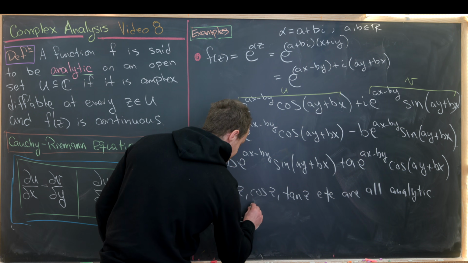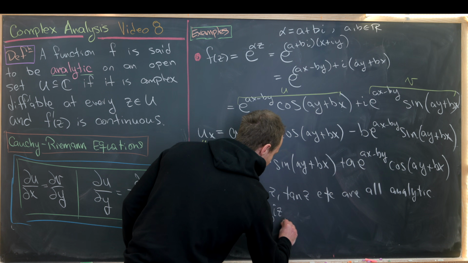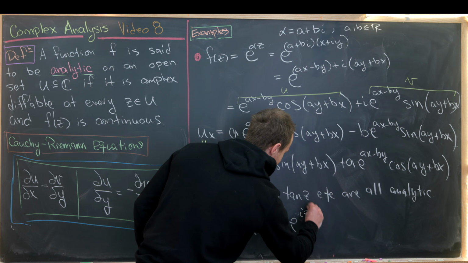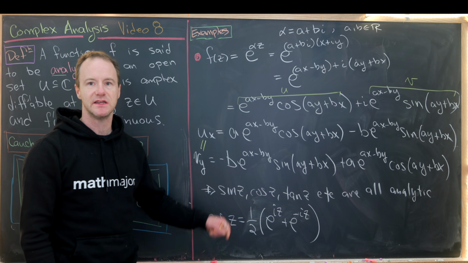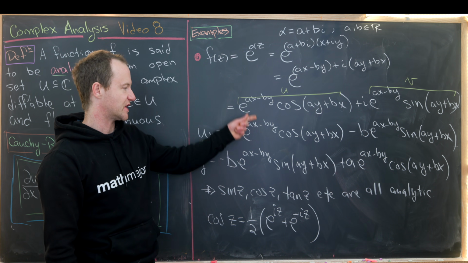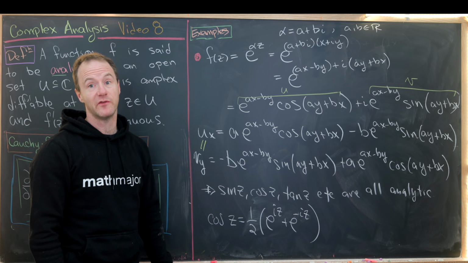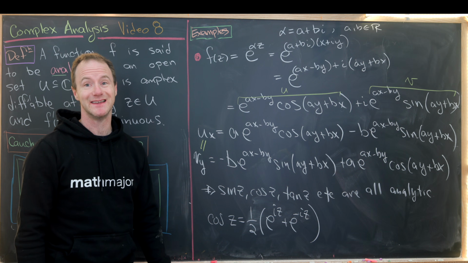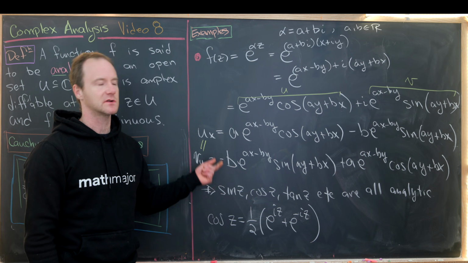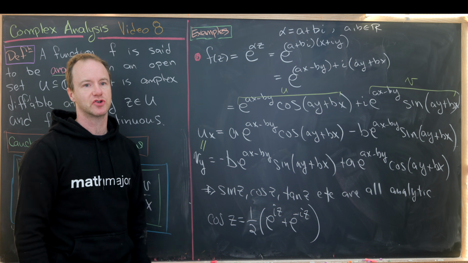For instance, cosine of z is equal to 1/2 times e to the iz plus e to the minus iz. And then e to the iz and e to the minus iz are analytic from what we just checked right here. And then nominally, the sum of analytic functions is also analytic. So we're good to go. Cosine of z is analytic. And then similarly, so is sine of z, tangent z. Like I said, all of the standard trig functions.